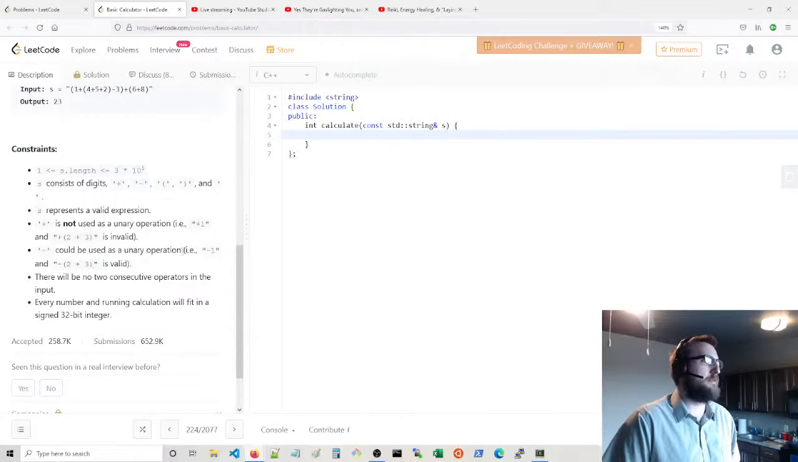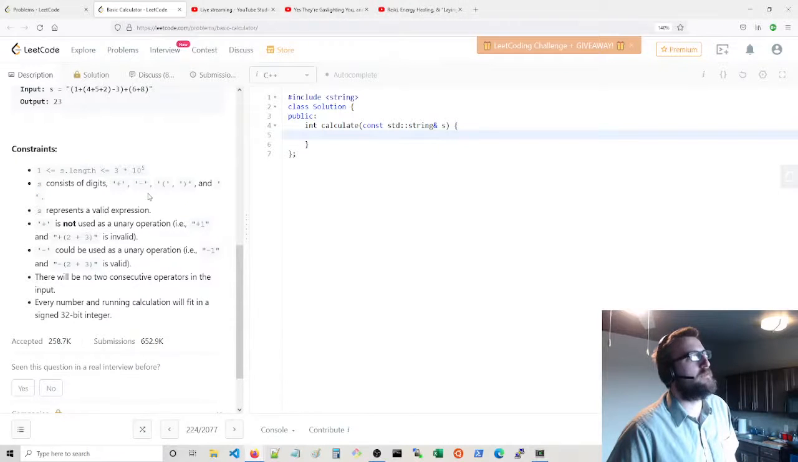Negative could be used as a unary operation. Oh, okay, could be unary. Could be valid. There will be no two consecutive operators in the input. Fair enough. Every number in the running calculation will fit in a 32-bit signed integer. Nice, that helps. So we only have two operations, but we do also have the parentheses.